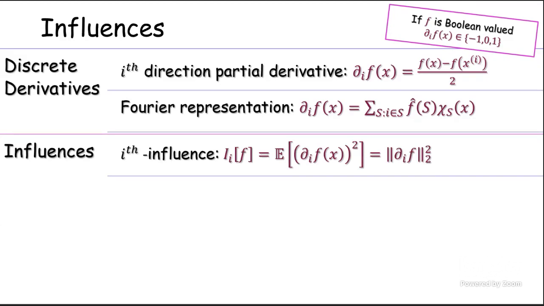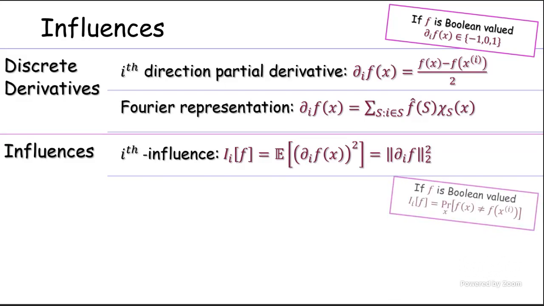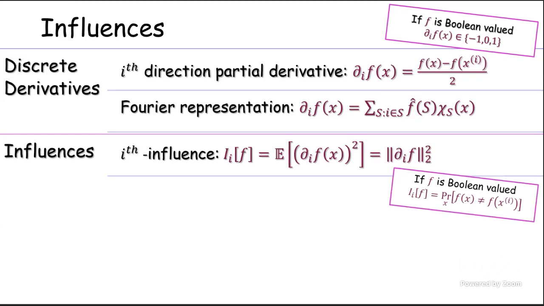The influences are defined to be the L2 squared norm of the derivative function, and for Boolean valued functions, it's actually the probability that the ith bit changes the value of the function for a random input. For functions that are not Boolean valued, it measures how much, in expectation, the value of the function changes in direction i. We can see it if we think about a Boolean valued function and look at all the edges in direction i: this is the fraction of those edges that change the value.